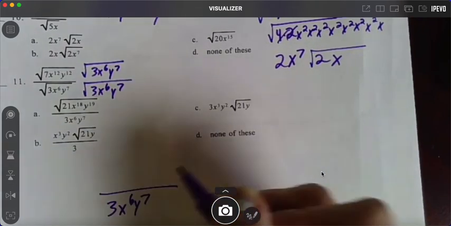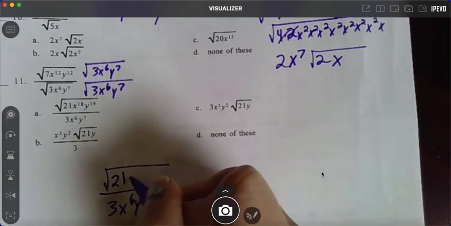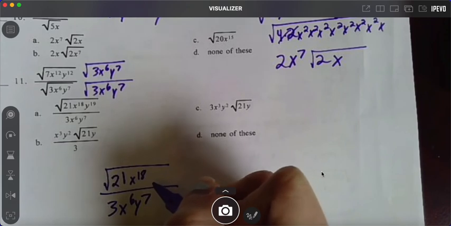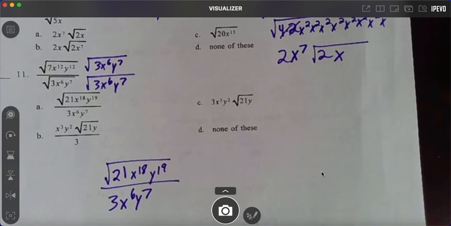Now up here, the square root of 21, how many x's? 18. How many y's? 19. Now stop. You just combine them. How many x's do I have and how many y's do I have? 7 times 3 was 21. And then you subtract them like this. If they're under my square root, I have to simplify that square root. Is there anything that goes into 21 that's a perfect square? No, there's not. If I look over there, 4, 9, 16, none of those go into 21.